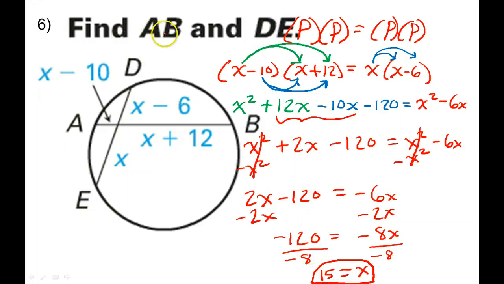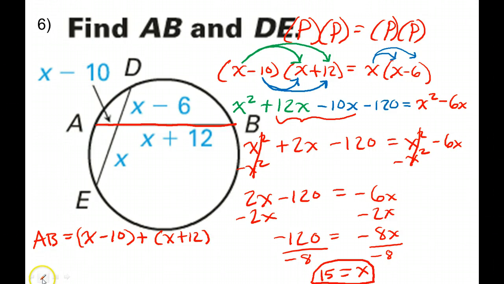That's something that we need, but that's not the final answer. Now we need to go back and find AB. Now AB is this entire distance from here to here. AB is made up of two things. The length AB is x minus 10, plus x plus 12. All right, that's what AB is. But we know what x is now. X is 15.